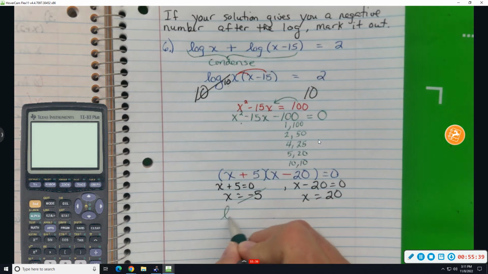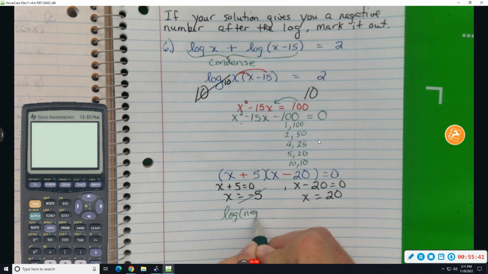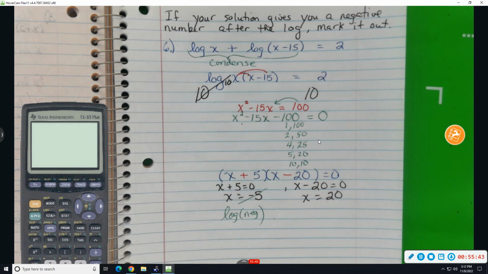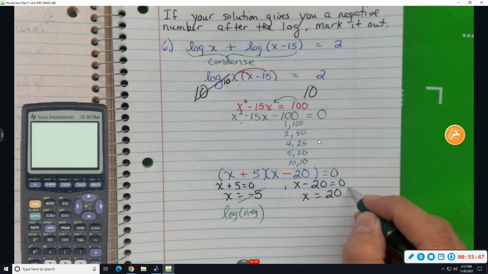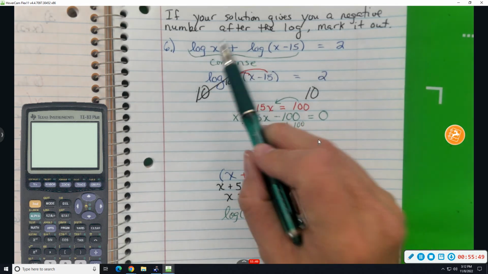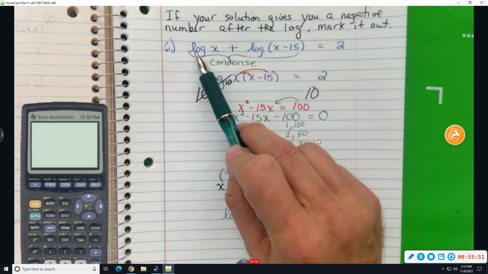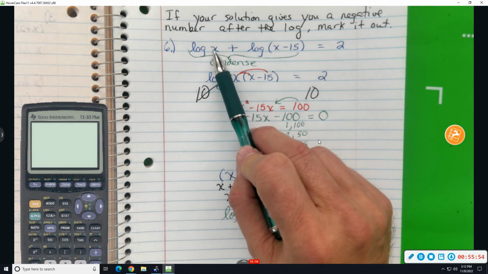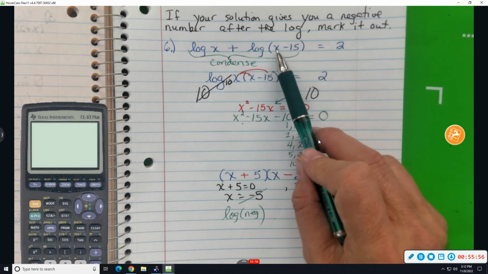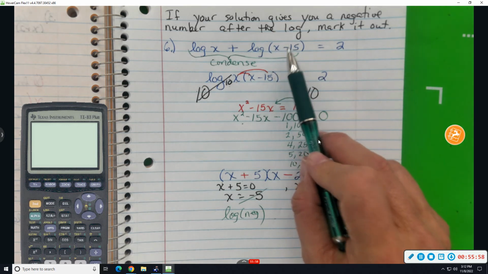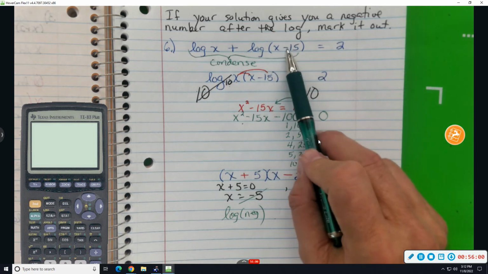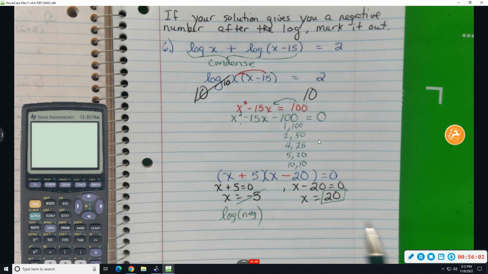We would get log negative. Primarily, it's if you have a negative answer, that's the one you mark out. Here, if I plug 20 in for x, we have log 20. That's fine. It's a log positive. Right here, 20 minus 15, are we getting a positive or a negative number after the logarithm? Positive. So 20 is fine. The -5 is not. So if I come over here and type in.